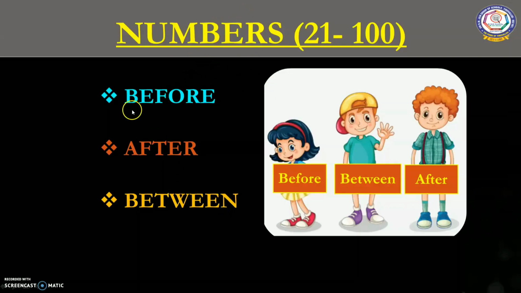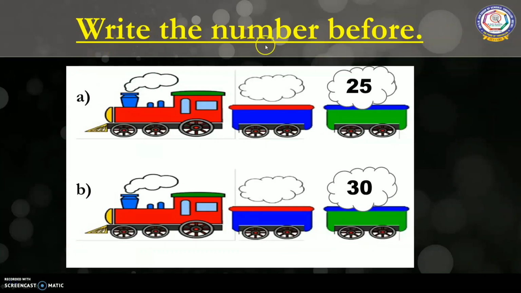Next topic, before, after, between. Before means the previous number of the given number. After means the next number of the given number. Between means the number which lies in the middle of the given two numbers. Write the number before.